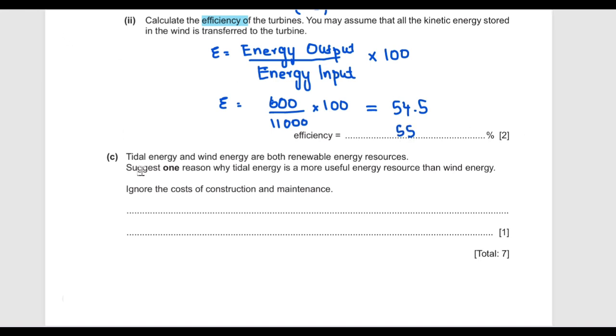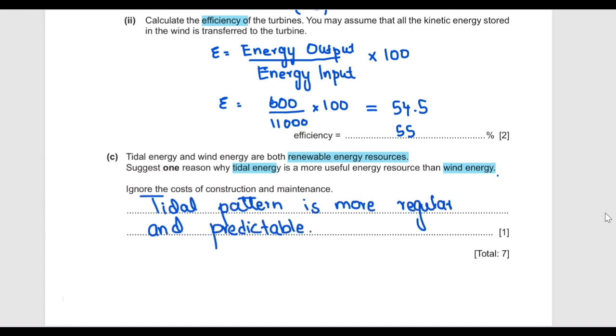C part says that tidal energy and wind energy are both renewable energy resources. Suggest one reason why tidal energy is a more useful energy resource than wind. Ignore the cost and construction and maintenance things. So basically the wind pattern is very unpredictable, but the pattern of waves is very predictable. And the next thing is that the tidal pattern is more regular than winds. So I wrote that tidal pattern is more regular and it is more predictable.